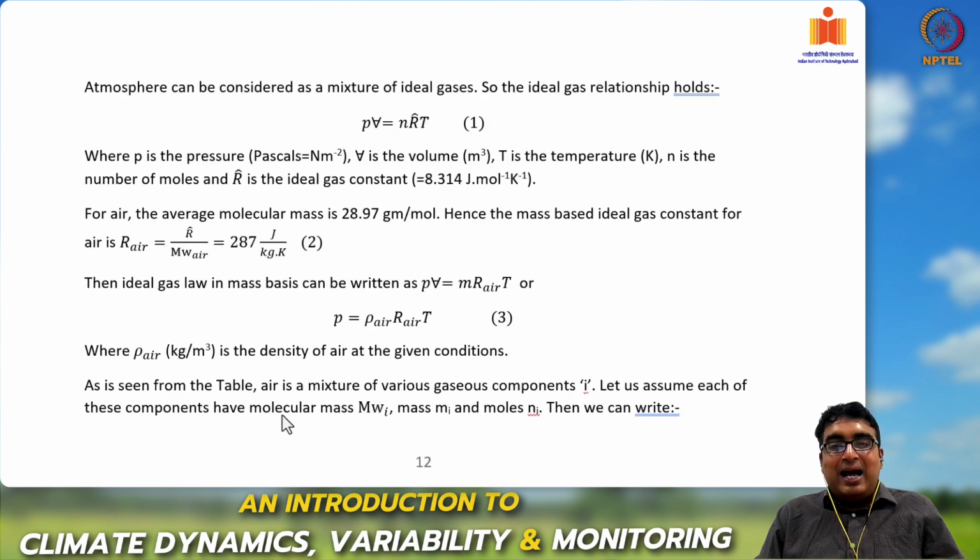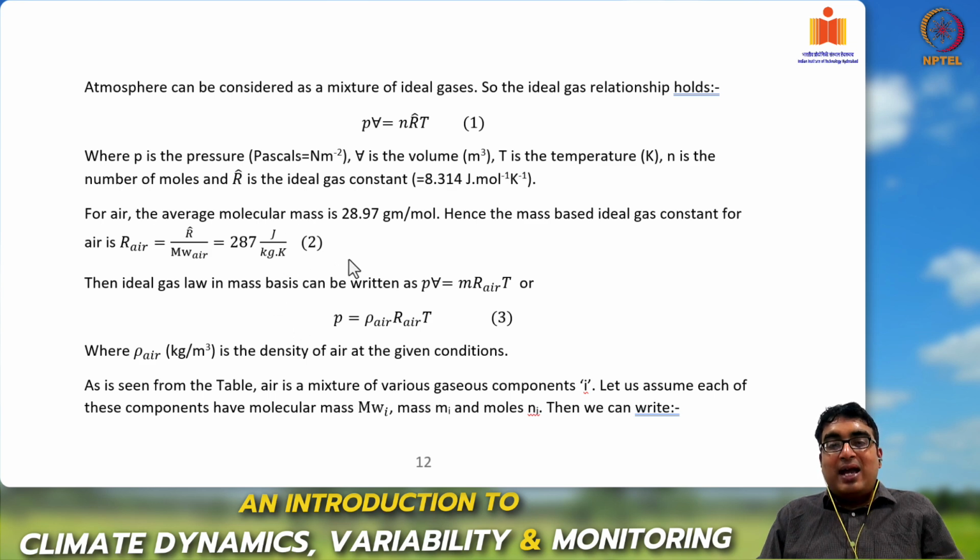So, we can define the ideal gas constant per molecule, the mass basis ideal gas constant for air, as the universal gas constant R divided by the molecular mass of air. So, here what we are doing is dividing this 8.314 joule per mole Kelvin by the molecular mass of air, which is 28.97 grams per mole or 28.97 into 10 to the power minus 3 kgs per mole. Okay. So, this becomes 8.314 divided by 28.97 into 10 to the power minus 3, because we are converting from grams per mole to kg per mole. And this will give us the ideal gas constant of air on a mass basis as 287 joules per kg Kelvin. Okay.